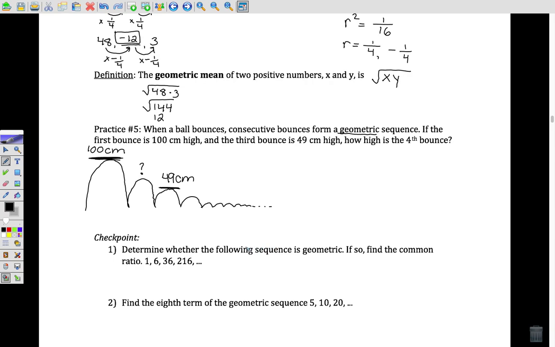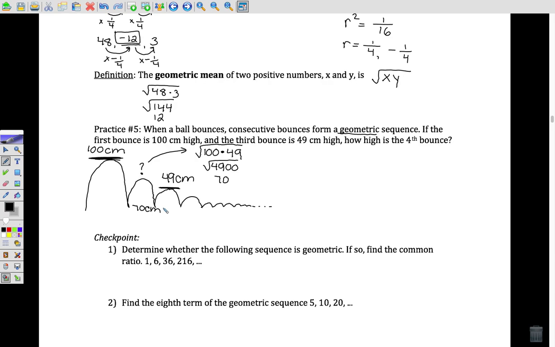Because I am only missing one term in this sequence, I know the first bounce and the third bounce. The second bounce I can find by finding the geometric mean of 100 and 49. So if I take the square root of 100 times 49, by using this formula above, the square root of the two numbers, this gives me the square root of 4900, which is 70. So that means that this second bounce was 70 centimeters.